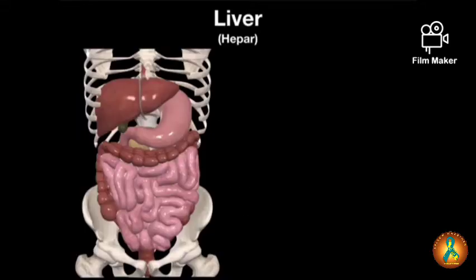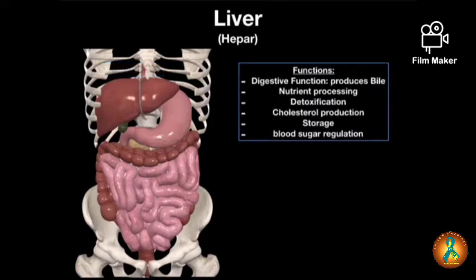So the liver, or the hepar in Latin, is the largest internal organ we have in the body. It's here, just in case you didn't know. It sits on the right hand side of the belly and weighs about 1.5 kilograms. It's quite heavy. The liver has a lot of vital functions in the body, but here are some general ones.